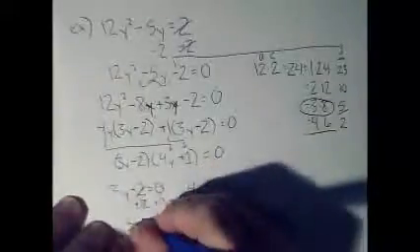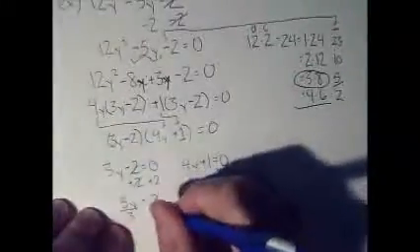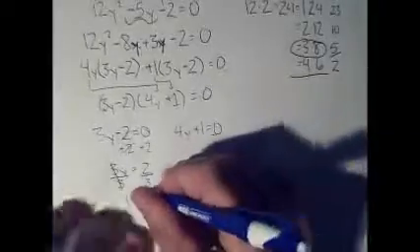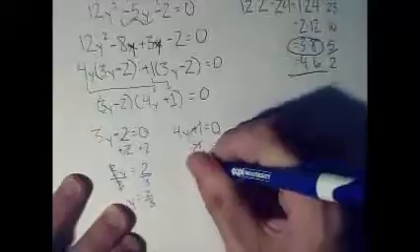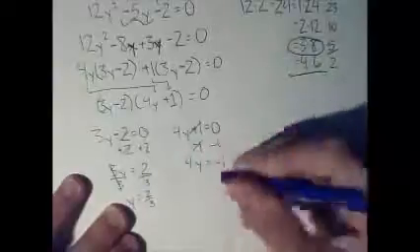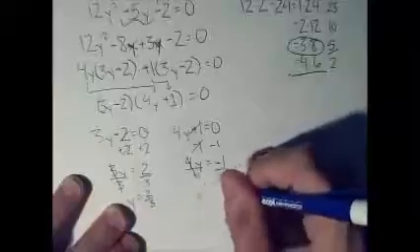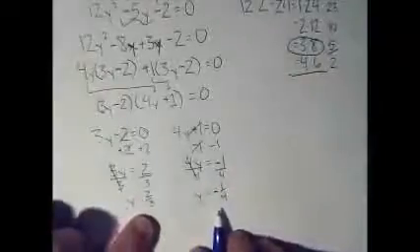Add 2 to each side. 3y equals 2. Divide by 3 to each side. Y equals 2/3. Minus 1 to each side. 4y equals negative 1. Divide by 4 to each side. Y equals negative 1/4. Here are my two solutions.